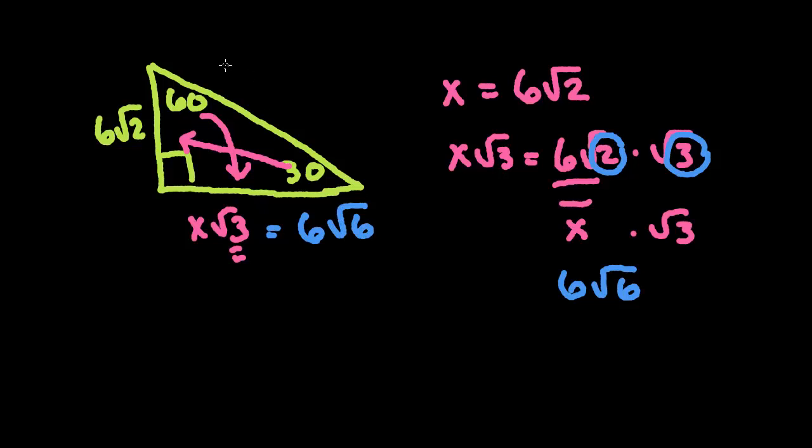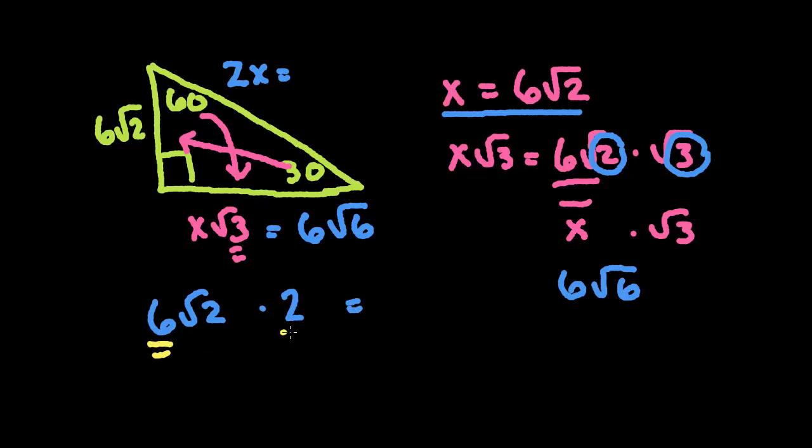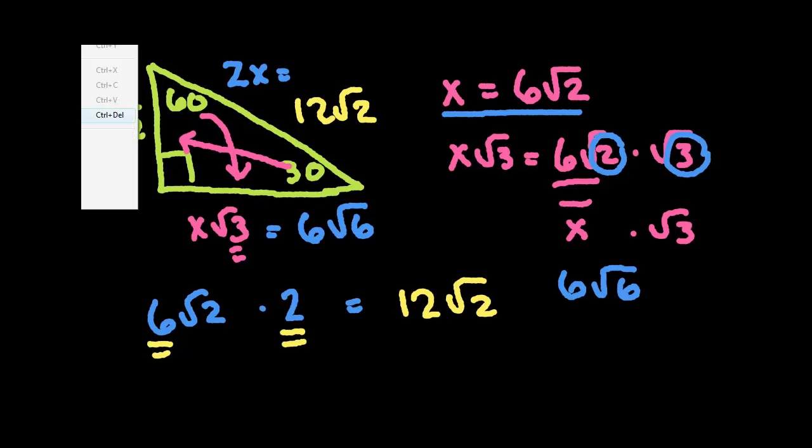And then lastly up here, I need 2x. So I need to take this guy, he's x, and multiply him times 2. So 6 square root 2 times 2. Now the number I have to multiply is an outside number, so I'm going to multiply the 6 times 2 and I get 12. So 12 square root 2. So that completes that triangle. All right, we're going to do 2 more.